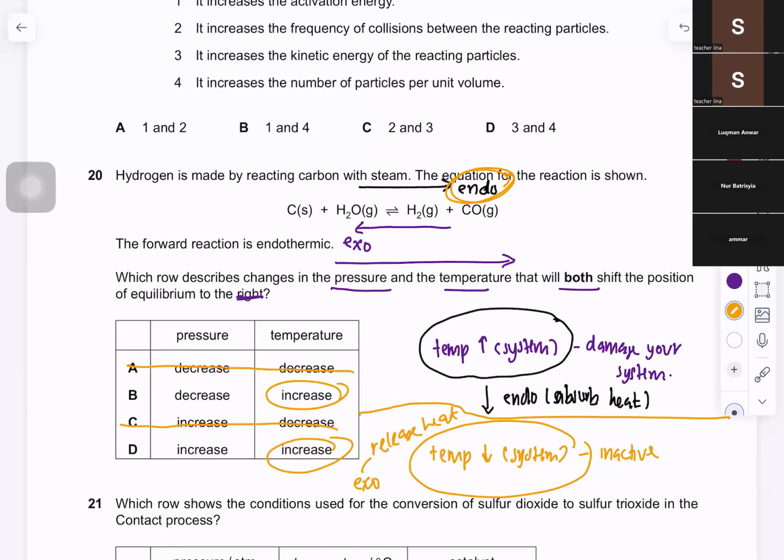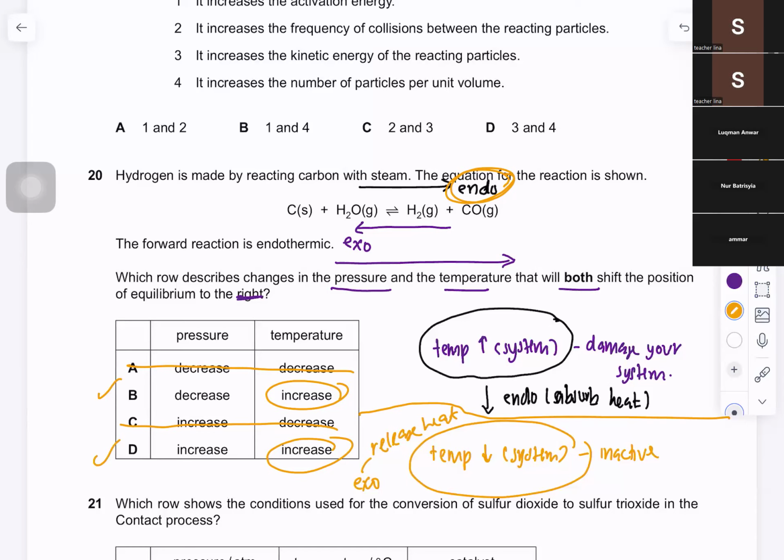Right, so you decrease the temperature. You want to decrease the temperature, only endothermic can do that. You can absorb heat and decrease the temperature. So your answer will be either B or D. Okay, up to there. Batisha, is it clear?